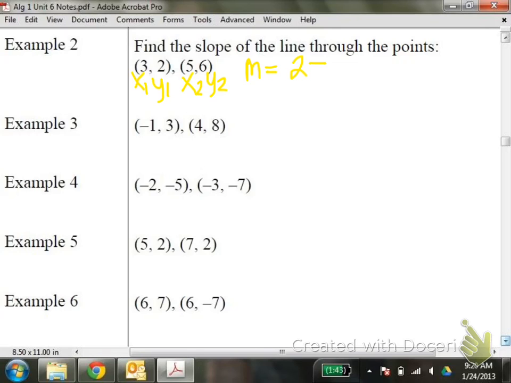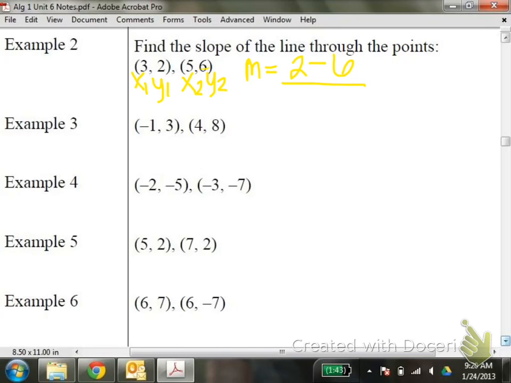Wait, why do the y's go on top? Because slope is rise over run. Oh. So you would do, wait, how much is 6? Because y2 is 6. So you're only using the y's. You just plug it in. Right. What goes on the bottom then?